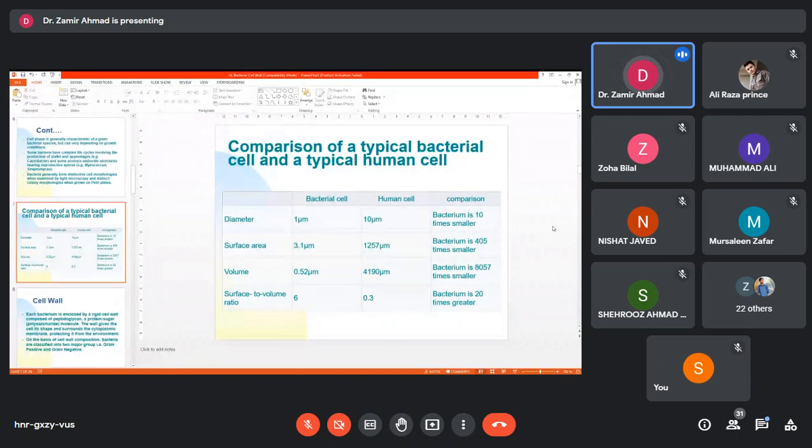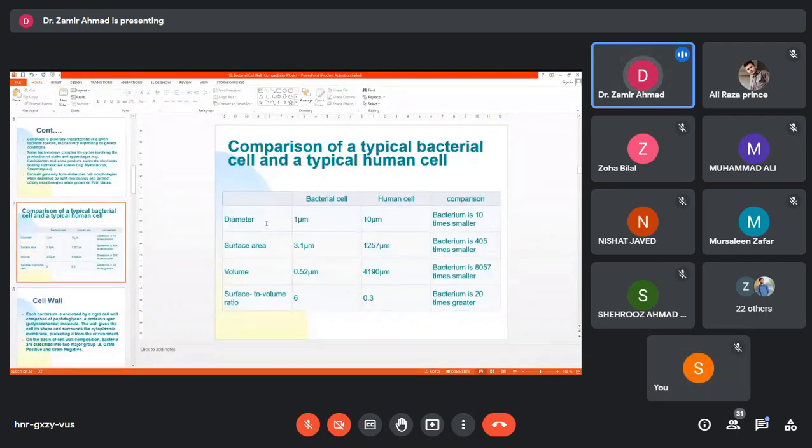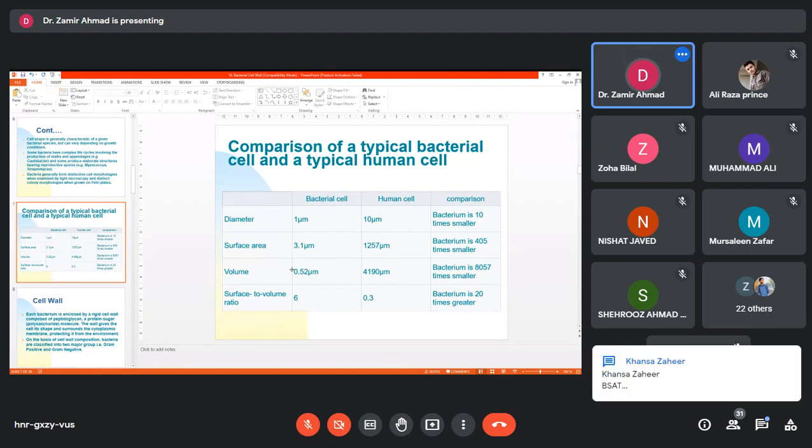So this is a chart showing the differences between a human cell and a bacterial cell. In terms of diameter, the bacterial cell is much smaller. It is 10 times smaller than the human cell. Size is 1 micrometer, while the human cell is about 10 micrometers. Surface area of the bacterial cell is just 3.1 square micrometers, and that of the human cell is 1,257 square micrometers. So it is about 405 times smaller than the human cell.